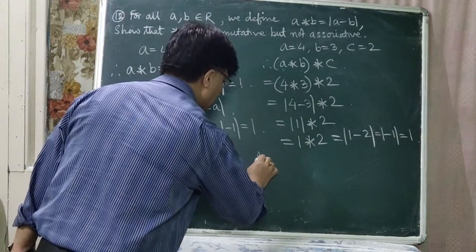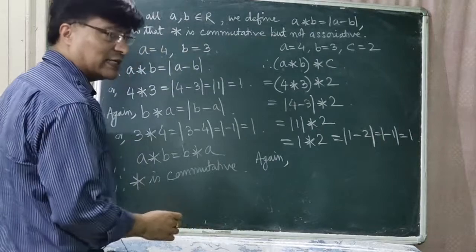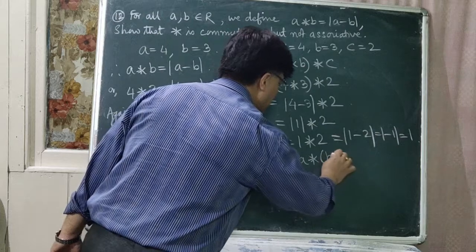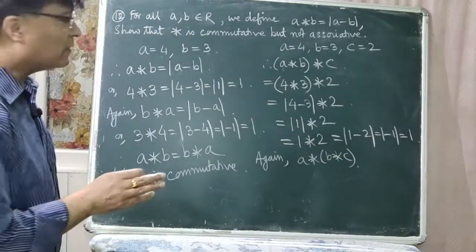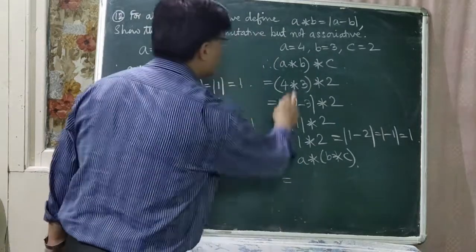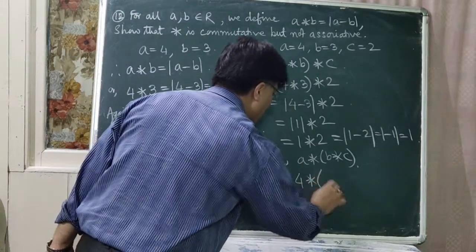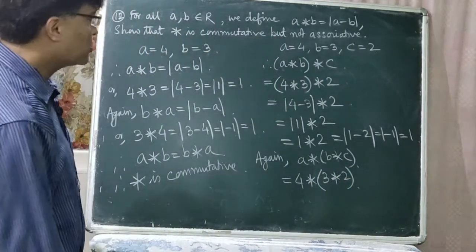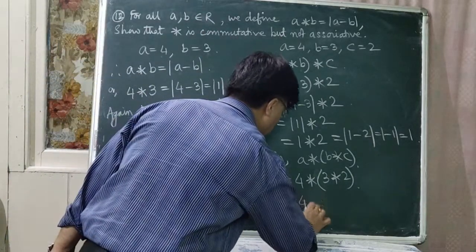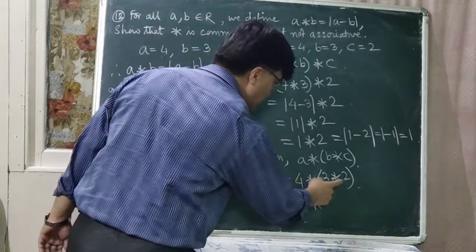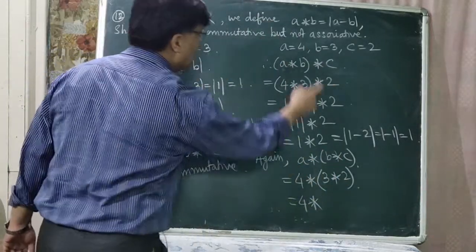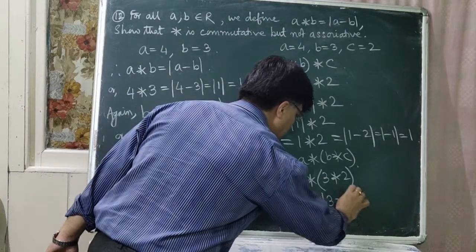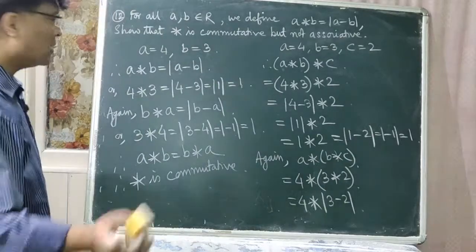Okay. So again you have to find out, for associativity, what A star (B star C) is. So let us put the values of A, B and C. Which is equal to, what is A here? 4 star (3 star 2). I think you have understood it. So which is equal to 4 star. What is the definition of 3 star 2? Instead of A there is 3, instead of B there is 2. So within mod A minus B. So it is within mod 3 minus 2. So I think you have understood it.